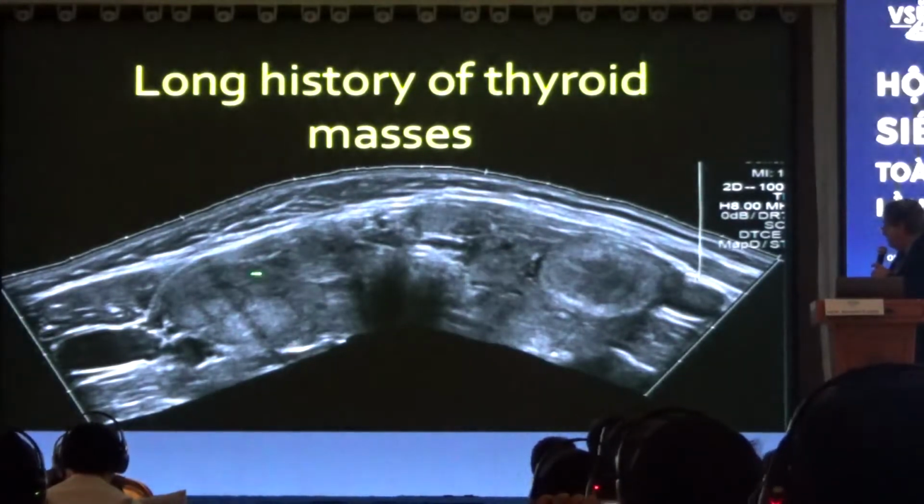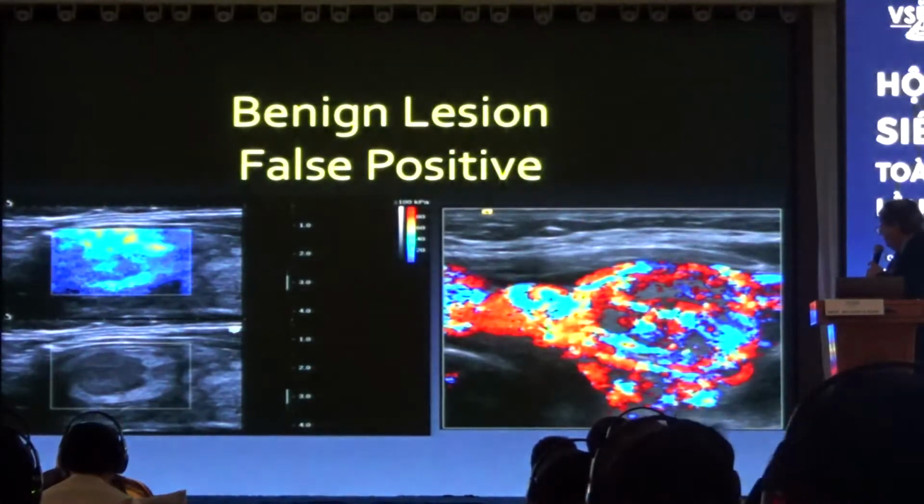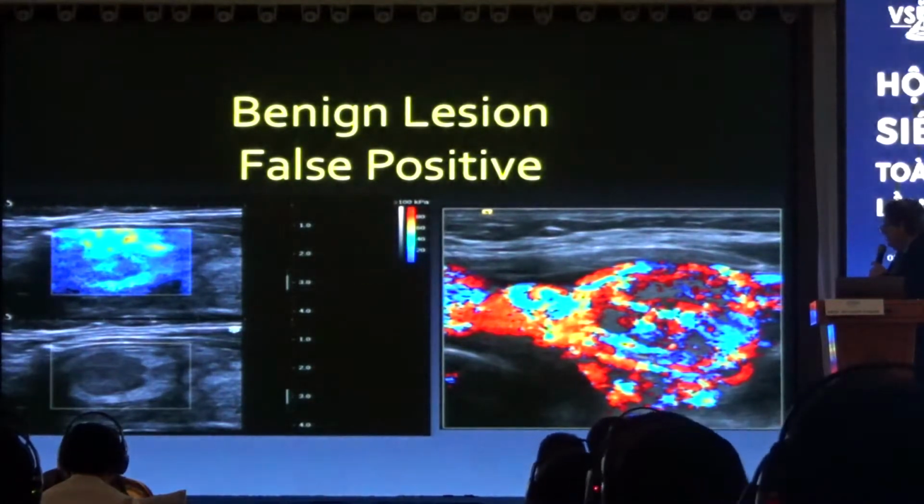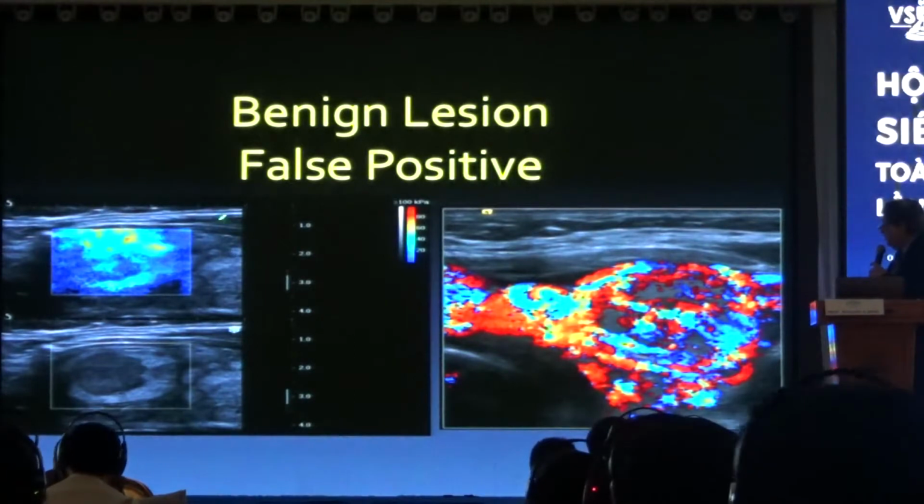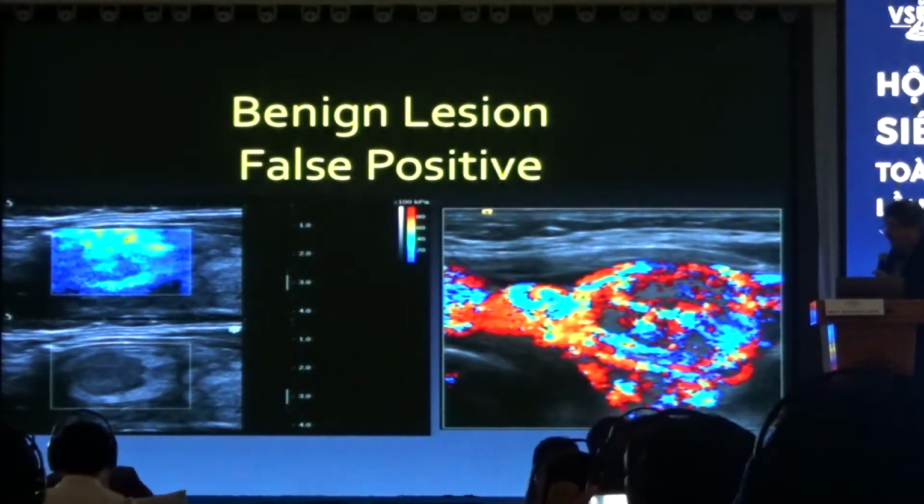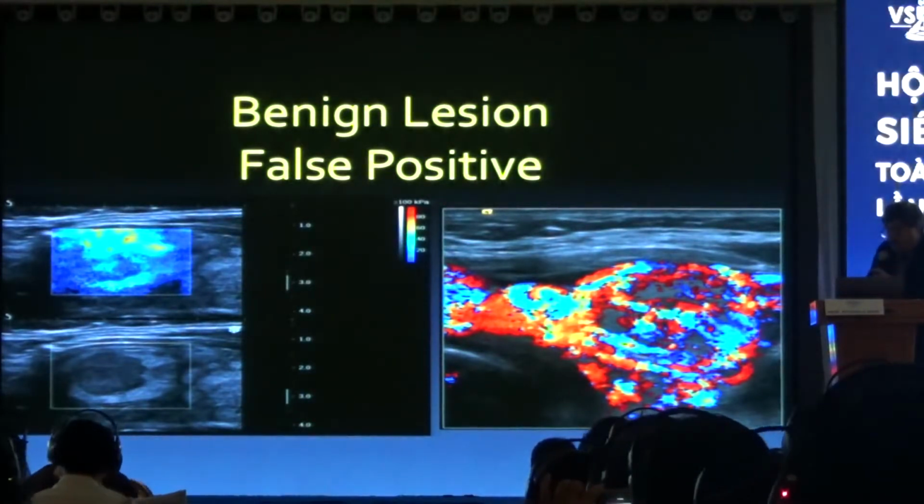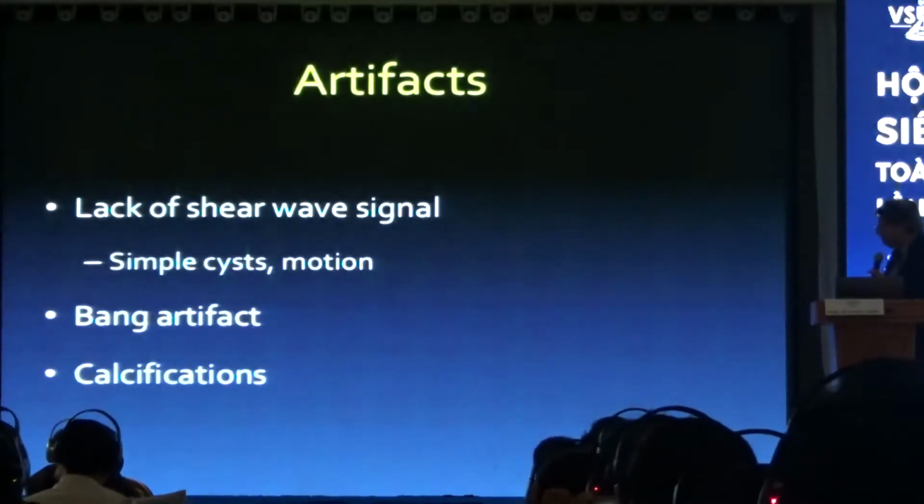Another patient that had a long history of masses, an extremely, extremely vascular lesion, positive on shear wave, but all of our biopsies in this patient have been negative, and those lesions have been there for 10 years and not changed.